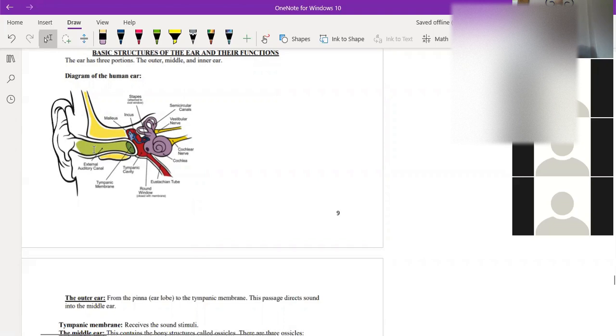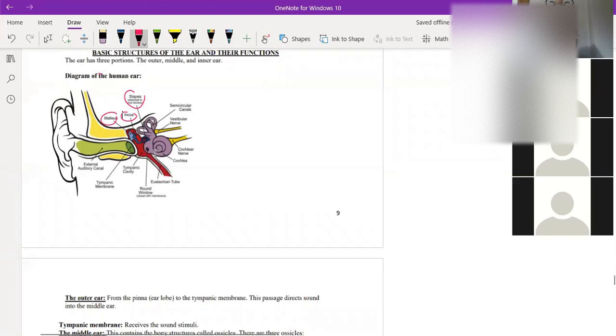So the sound goes through here and then it impinges on the tympanic membrane, so the tympanic membrane vibrates. Once it vibrates, it sends the vibration to the middle ear. In the middle ear, you have three bony structures. We call them the malleus, incus, and stapes. Together, we call them the ossicles. They vibrate and send the vibration to the inner ear.